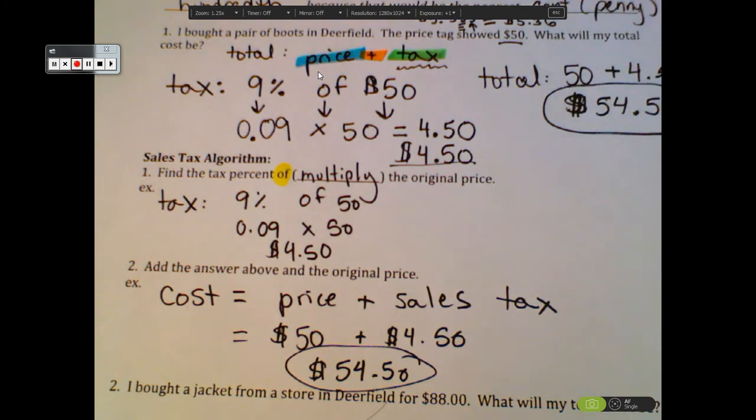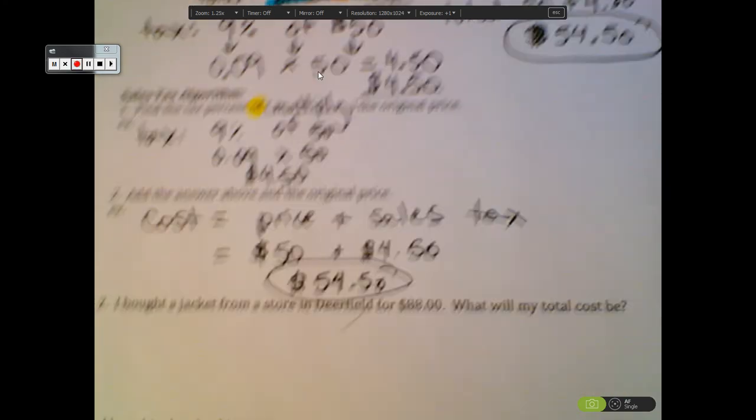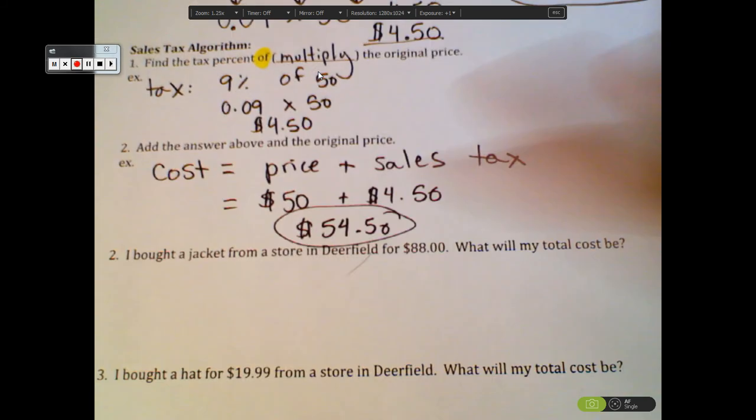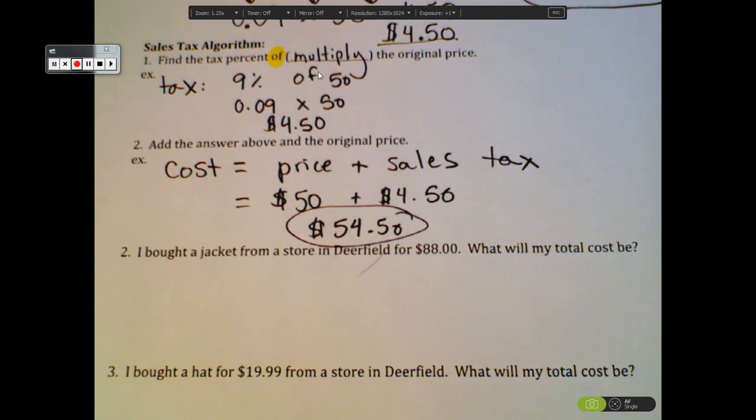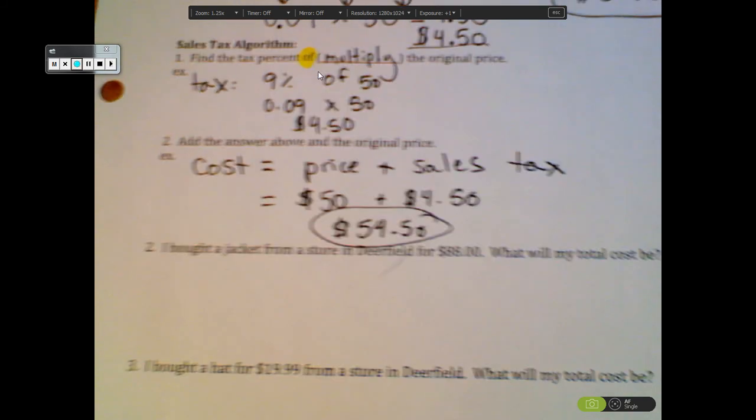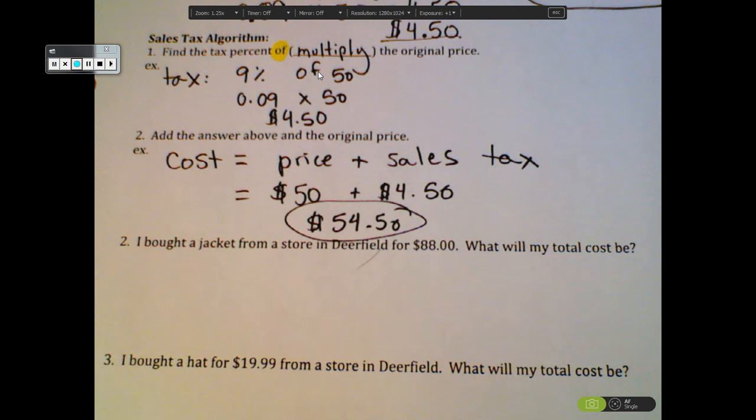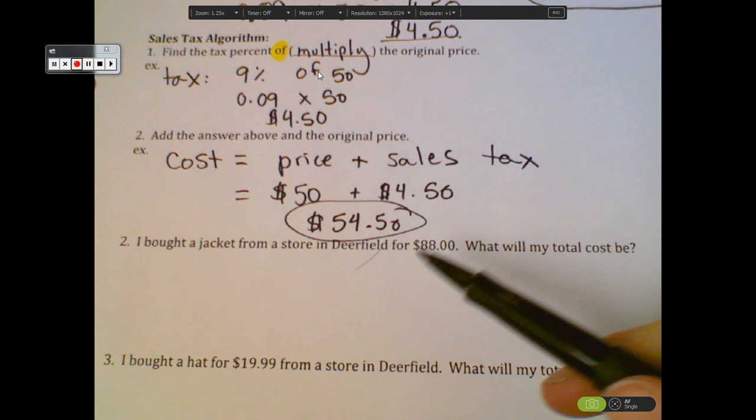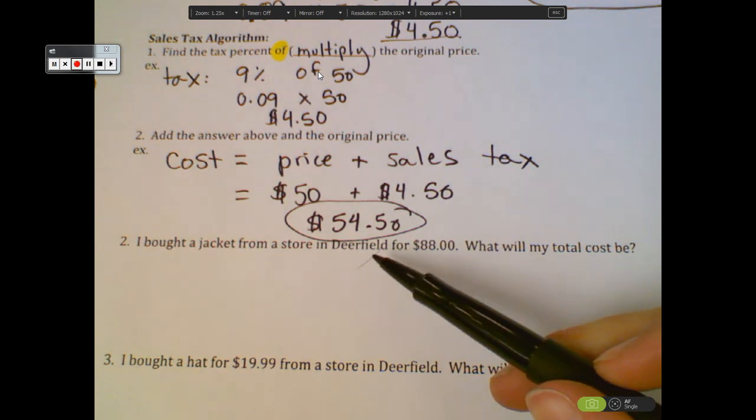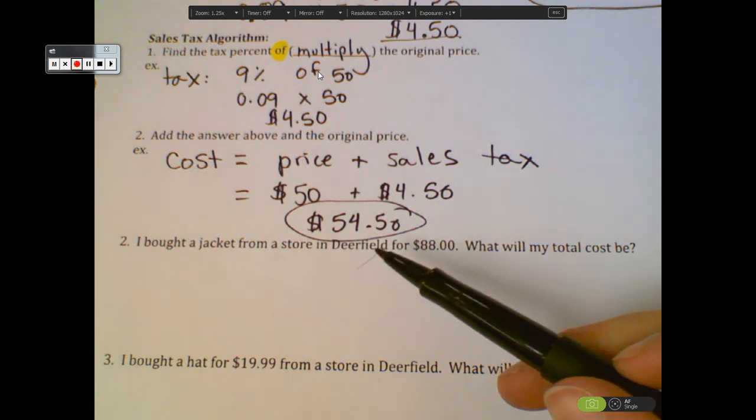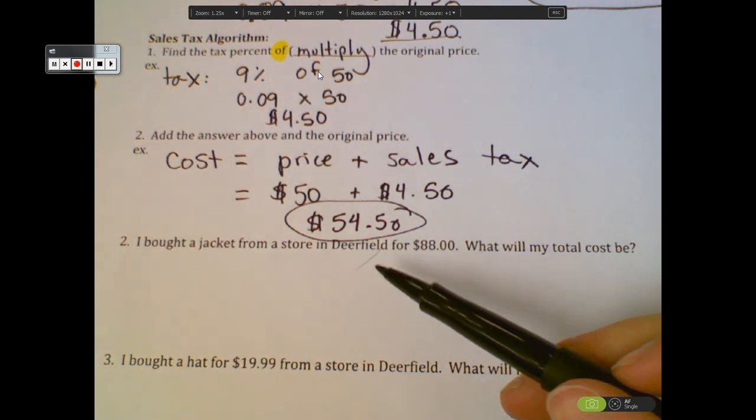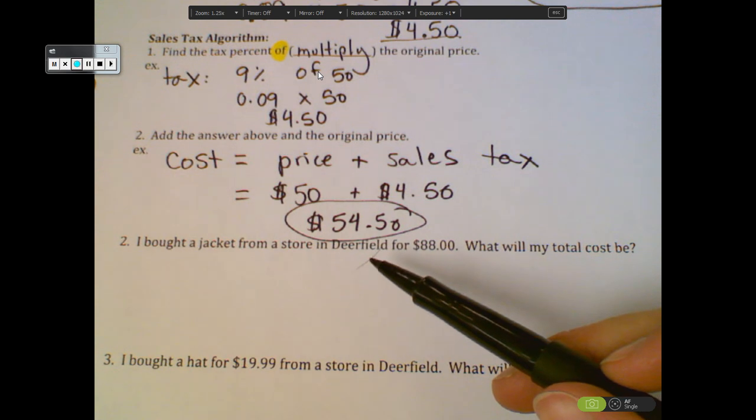Let's try another example. This time, I want you to try it on your own. So please press pause until you're ready to check your answer with me. All right. It says, I bought a jacket from a store in Deerfield for $88. It's important to know that it's in Deerfield because different cities or towns have different tax rates. Here in Deerfield, our tax rate is 9%.